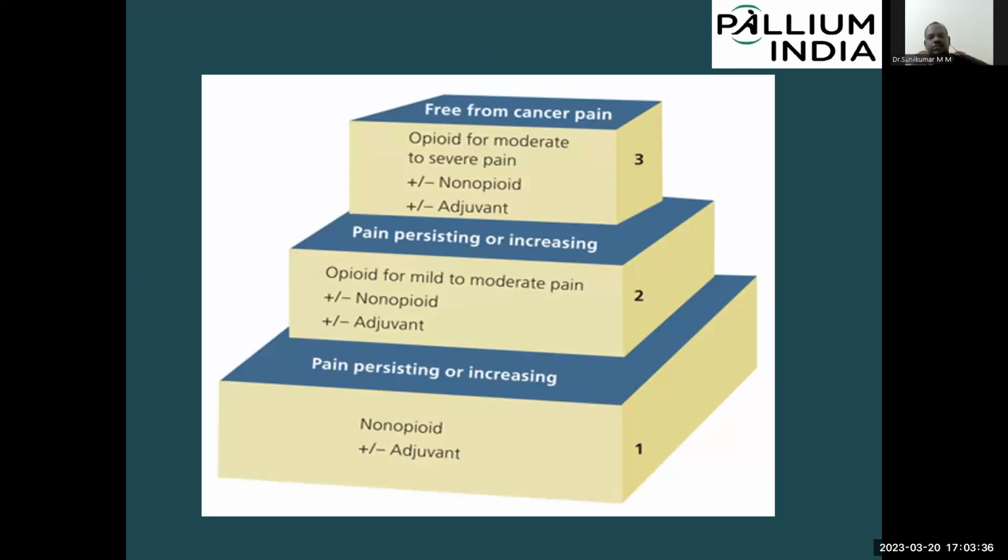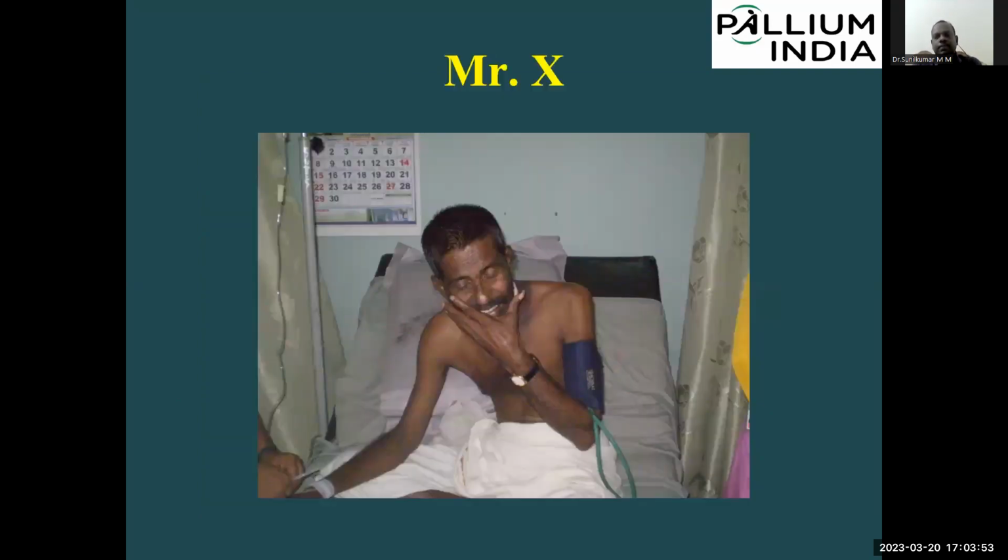So this is what we were talking about, the WHO three-step analgesic ladder. And in the third step, we have opioids for moderate to severe pain, along with a non-opioid plus or minus an adjunct. So you can see a person here. By seeing this photo, what do you think? Suppose this patient comes to you. What would be your main concern on seeing this patient?